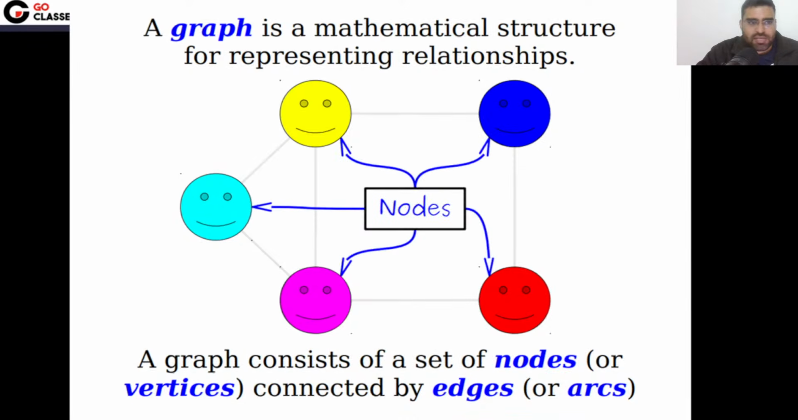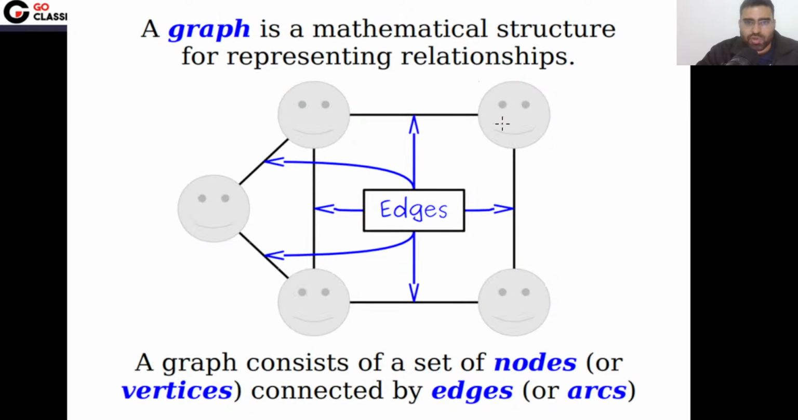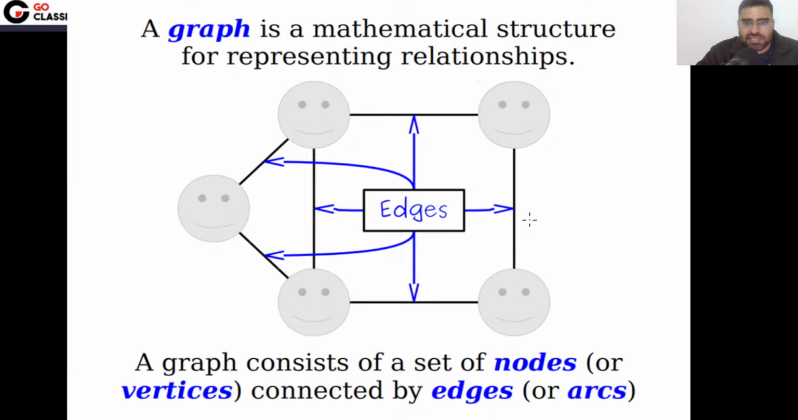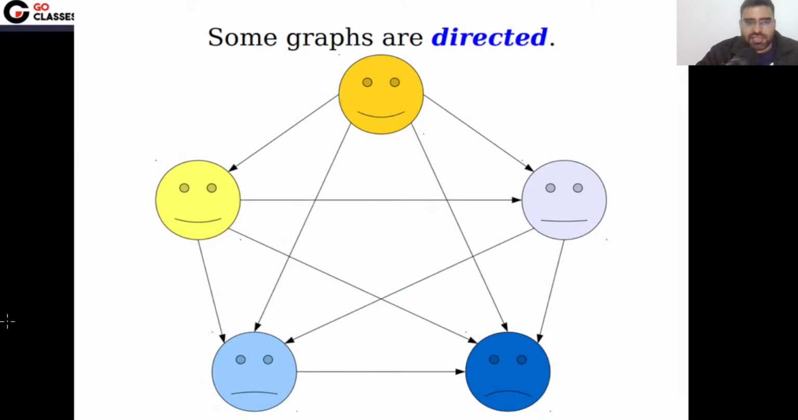Now you can see these are the nodes, these are the vertices, and these are connected by edges. Yes or no? These are the nodes, total 5 nodes you have, and these 5 nodes are connected by edges. These are the edges, these are the links. This is the definition of graph.